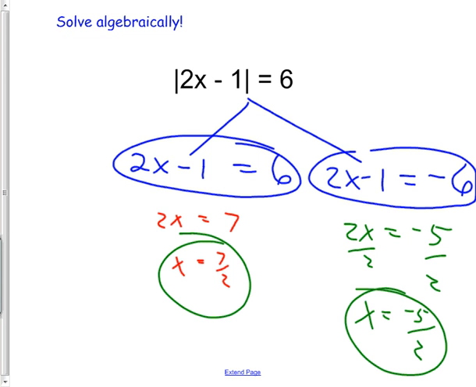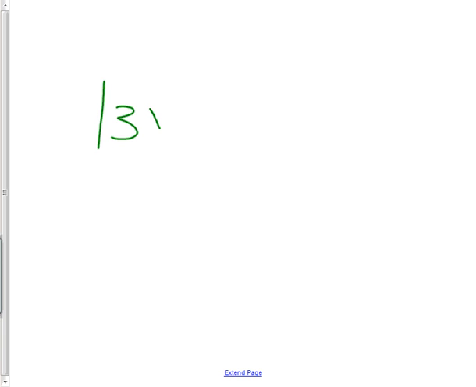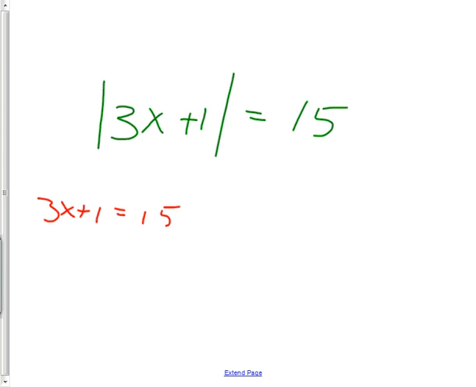Okay. All right. Just so you can make sure you got it. If I had this, first I would write it exactly how I see it, 3x plus 1 equals 15. And then I would write it 3x plus 1 equals negative 15. Do you get what I'm saying there?